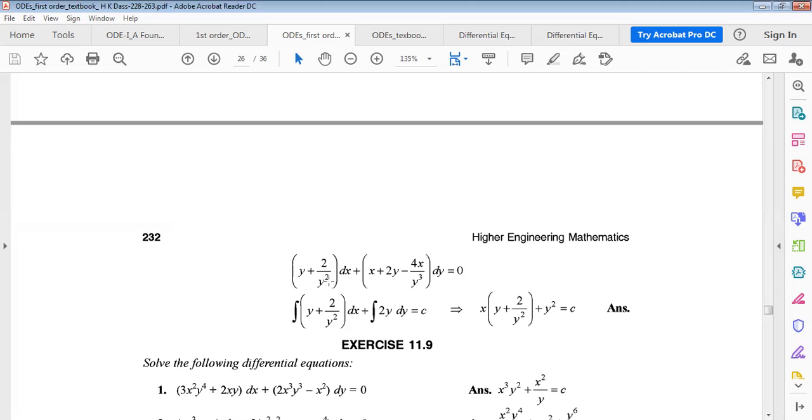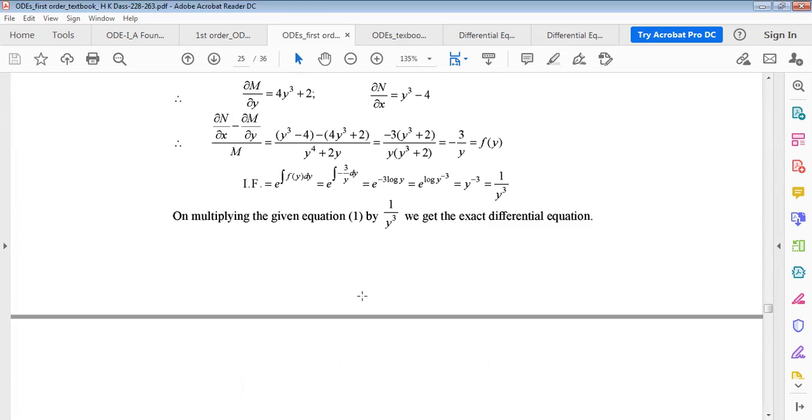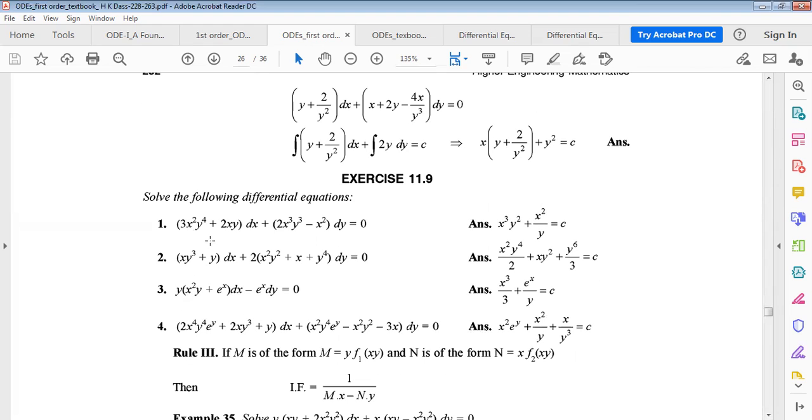Then integrating M with respect to x, keeping y as constant, and in N the part free from x is only 2y. Just integrating this with respect to y, this sum will be equal to c, and after taking the integration we get the whole thing as the solution of this given differential equation. Now by applying this rule 2, you can solve this. Okay, understand everybody?